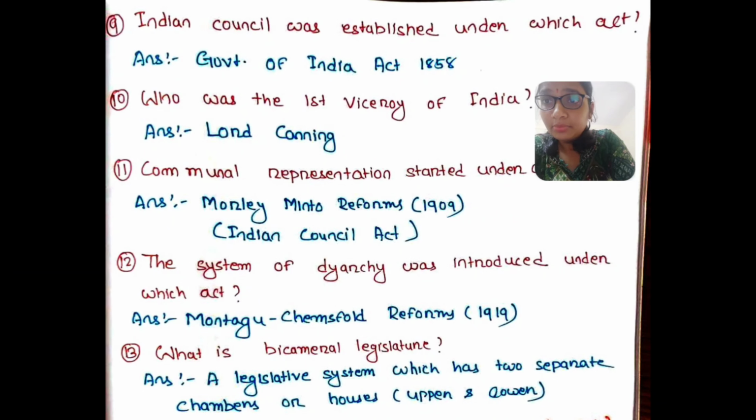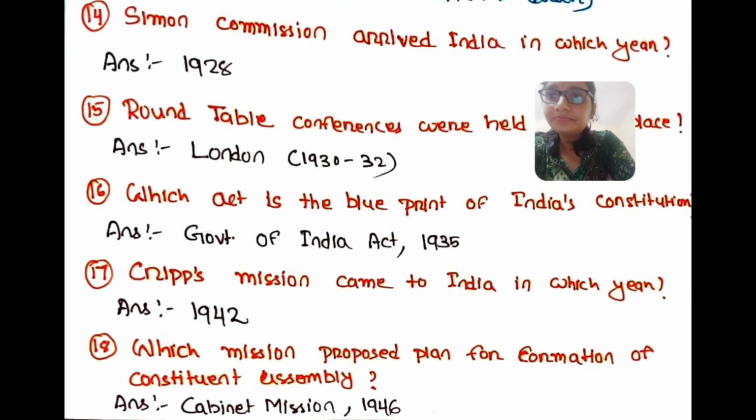And what is communal representation? It is the separate electorate for the Muslims. And the system of diarchy was introduced in the Montagu-Chelmsford reform of 1919. And this diarchy means the system of dual government. What is the bicameral legislature? It is the presence of two separate chambers or houses in a legislative system, that is the upper house and the lower house that we have in our parliamentary system, the Lok Sabha and the Rajya Sabha.